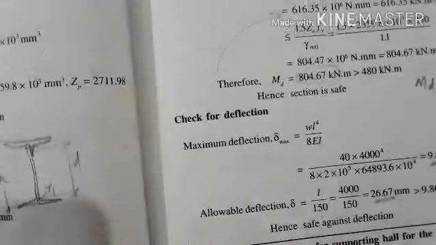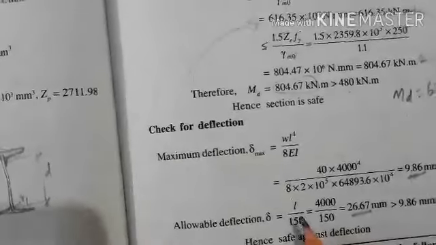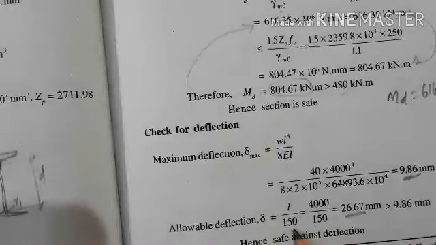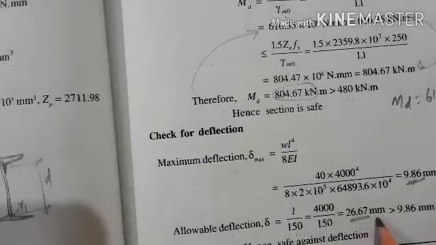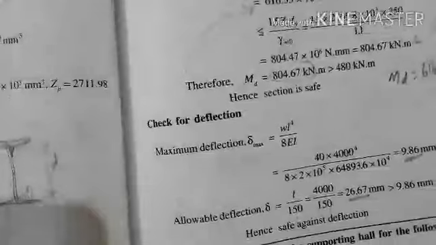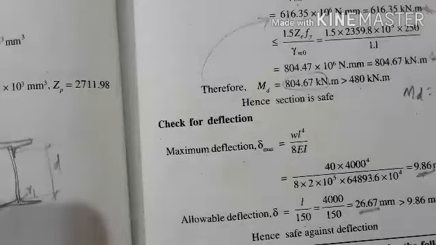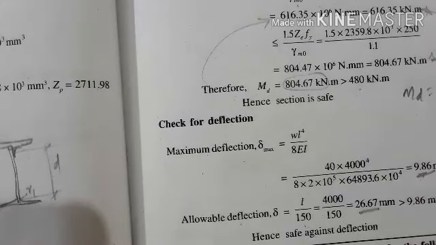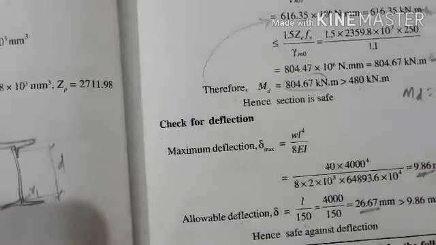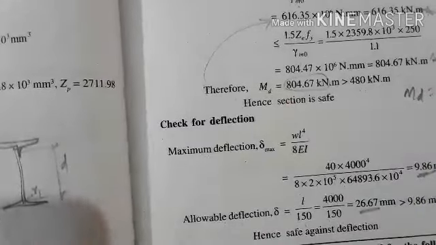But the allowable deflection for a cantilever beam will be L by 150. Then we get 26.67 millimeter, which is greater than 9.86 millimeter. Hence the chosen section is safe against the deflection. Okay, so this is about cantilever beam design.